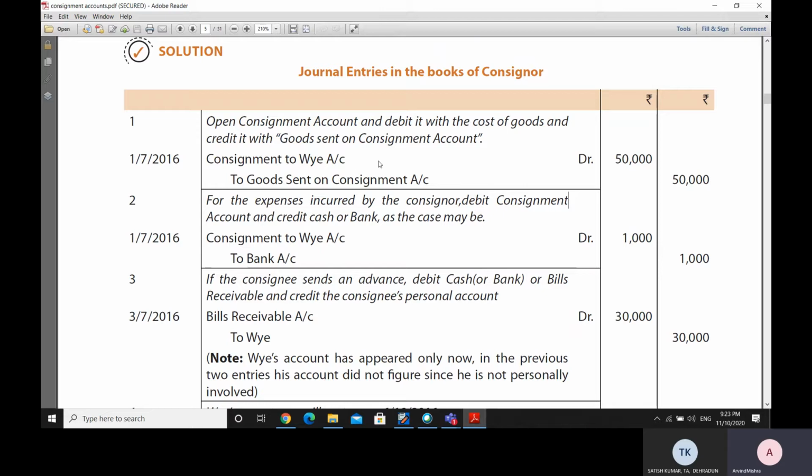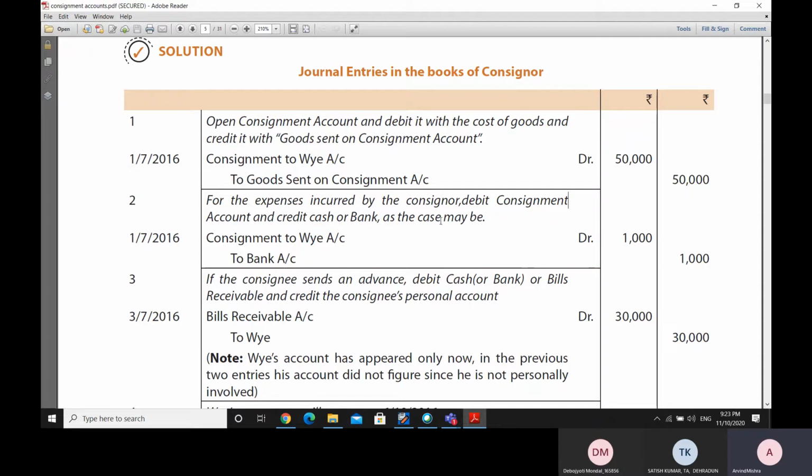So as you can see here, goods sent on consignment account is being credited with 50,000 rupees, and consignment account is being debited. Consignment account will be used to find out the profit and loss on consignment. So when the goods are to be sold, the goods which are being sold are being debited to the consignment account. When they are sold, they will be credited to the consignment account. All the expenditures thereafter will also be debited to the consignment account.